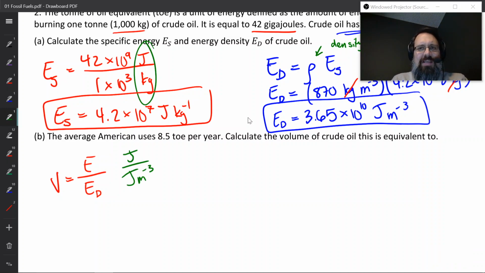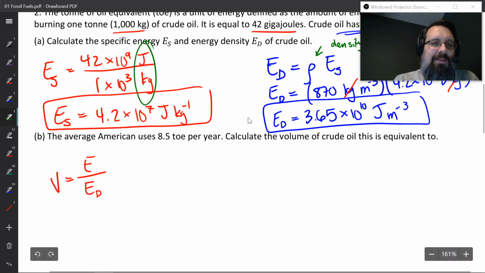So this equation works out beautifully with the units. Like I was saying before, we don't really derive or remember these equations. We just look at the units and think about how dividing and combining them together will give us different quantities. All right, so if I do this division, we're going to take the energy, which was 8.5 TOEs.